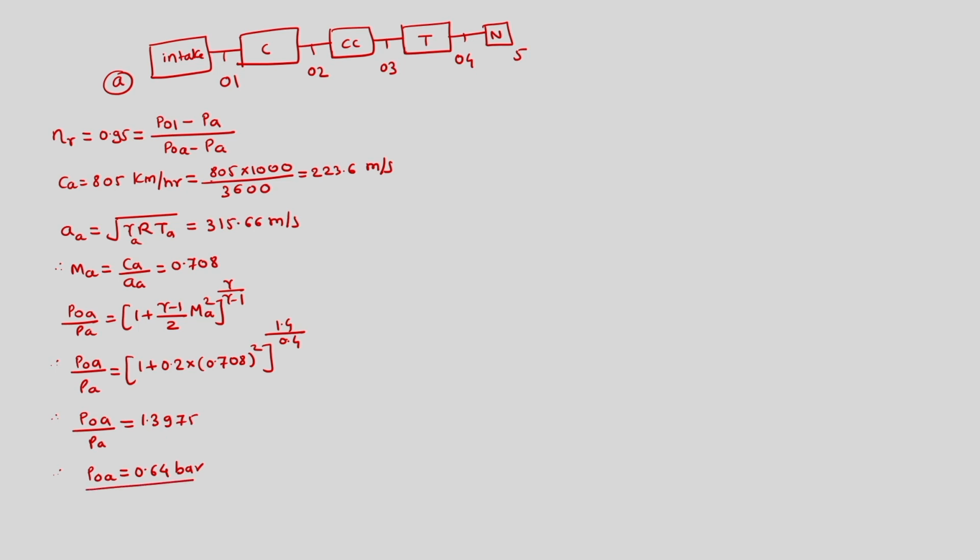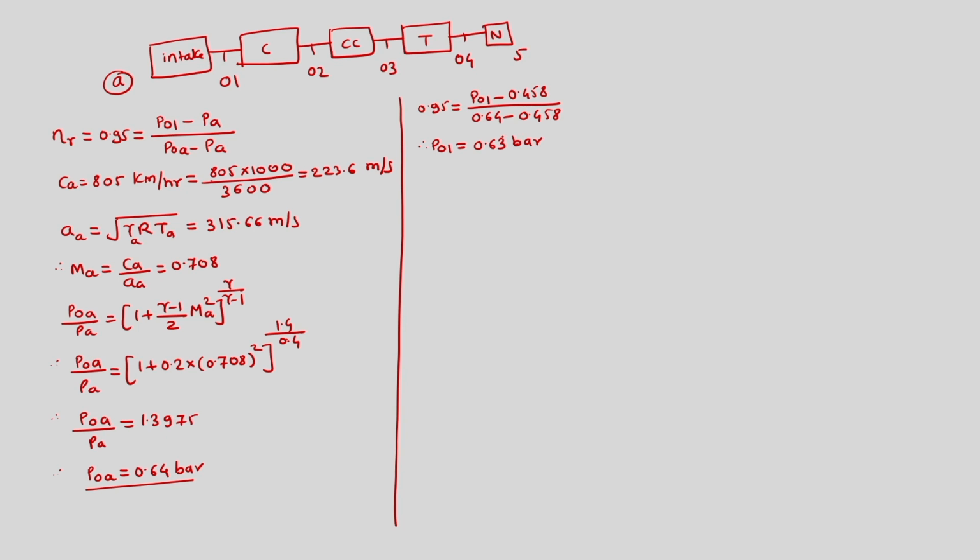So we can put this P0a and find out P01. So we have 0.95 from the RAM efficiency, equal to (P01 minus 0.458) divided by (0.64 minus 0.458), and this gives us P01 as 0.63 bar. So we get P01 as 0.63 bar.